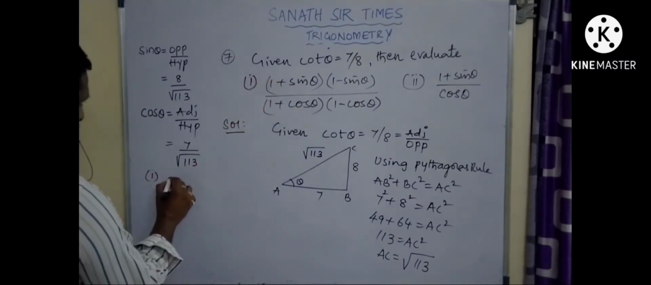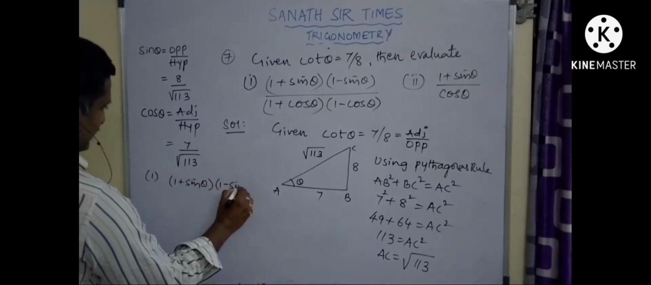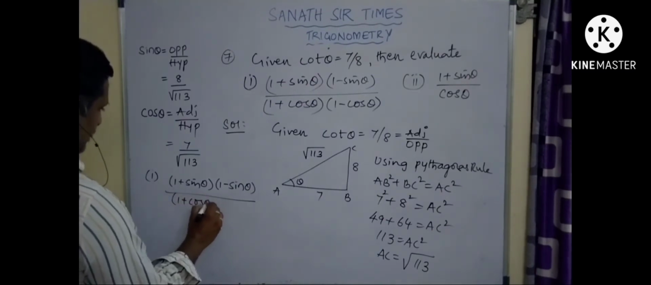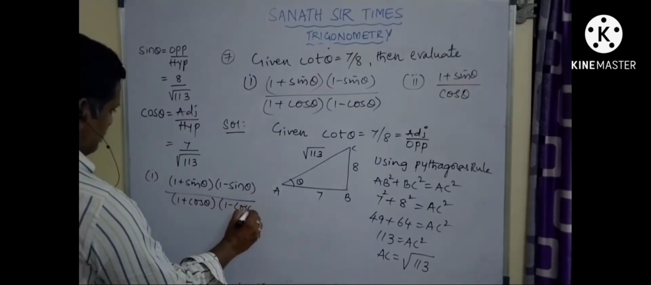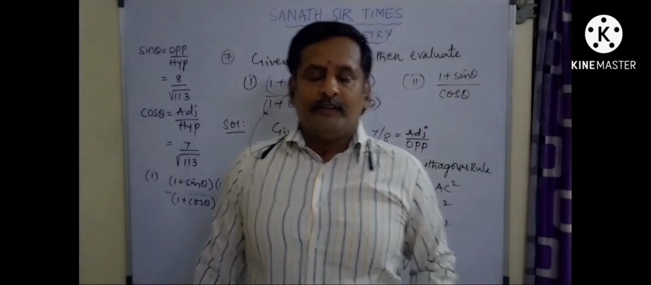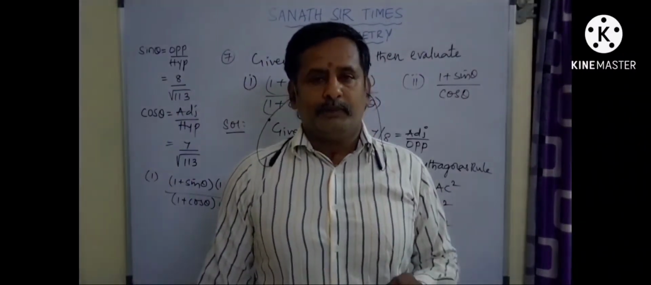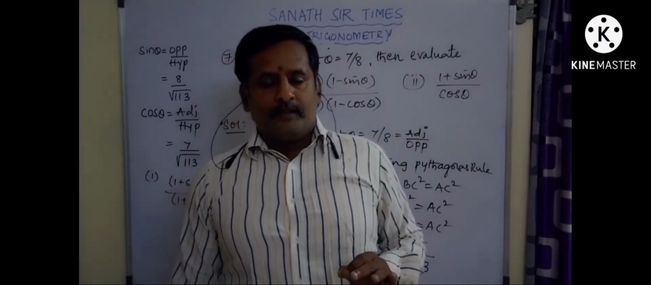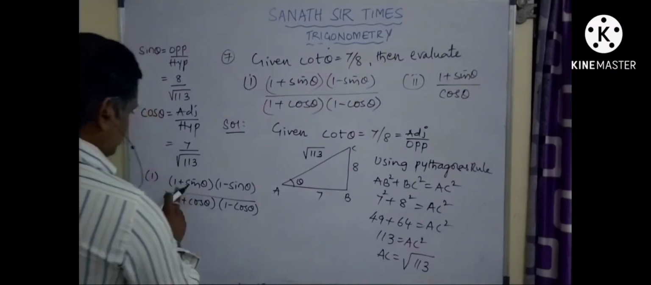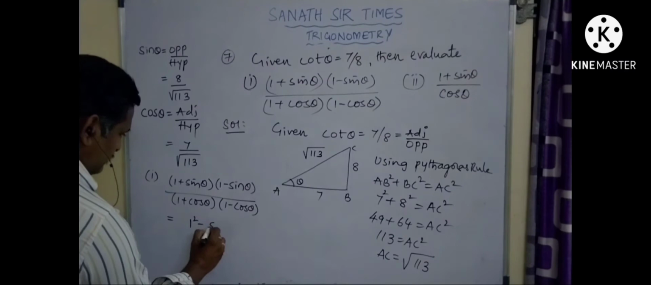Let me do it. (1 plus sin theta) into (1 minus sin theta) divided by (1 plus cos theta) into (1 minus cos theta). Remember, you are all in 10th class, and when I was in my 10th class, I was able to answer a question called (a plus b) into (a minus b). (a plus b) into (a minus b) is a square minus b square. So this is the same form.